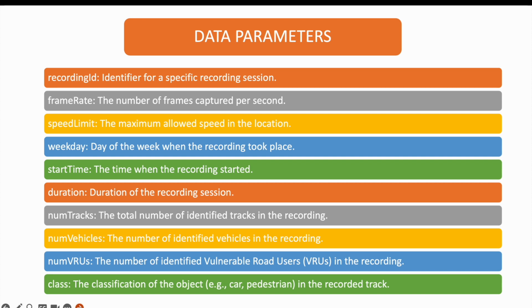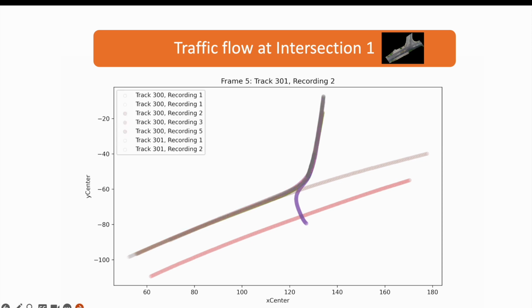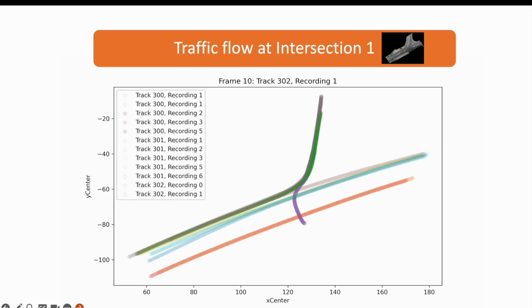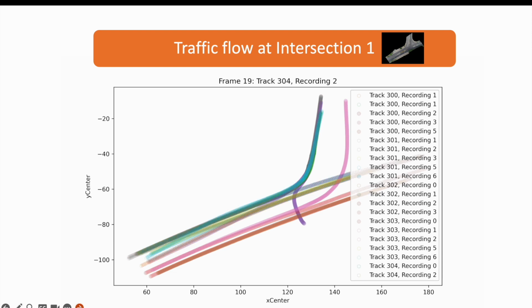The sample data parameters are recording ID, frame rate, speed limit. There is X center, Y center, as well as the class, which shows whether it's car, pedestrian, or truck. Now we plotted the traffic flow, and you can see the cars going across the intersection. Each track record has a unique track ID as well as the recording ID.